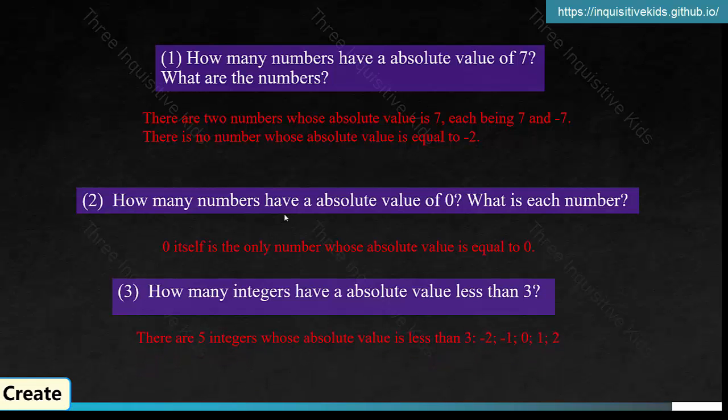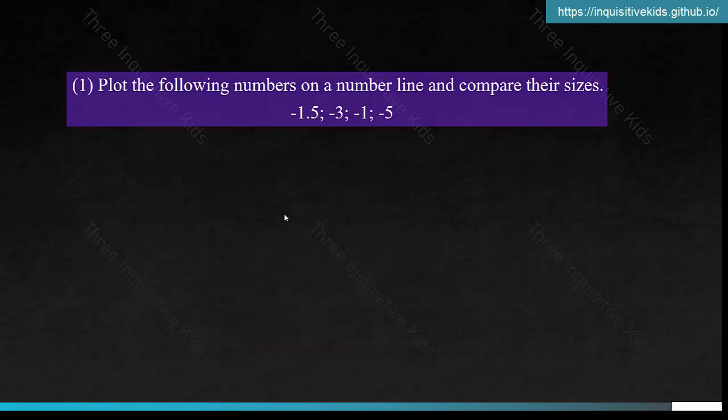How many integers have an absolute value less than 3? There are 5 integers whose absolute value is less than 3. Negative 2, negative 1, 0, 1, and 2.